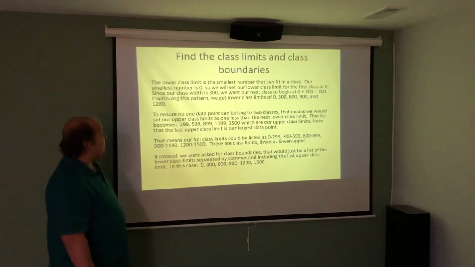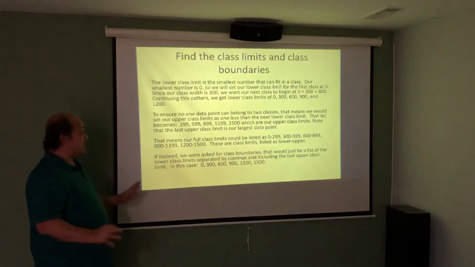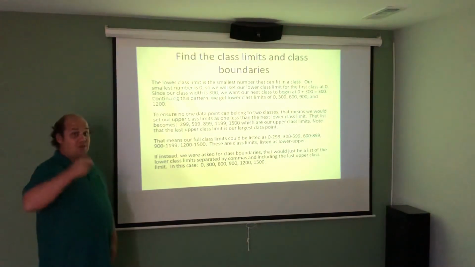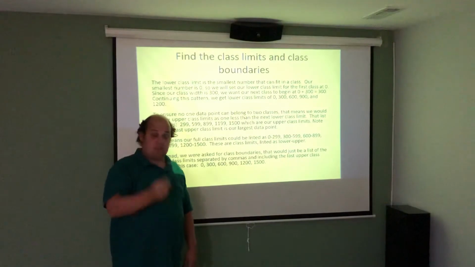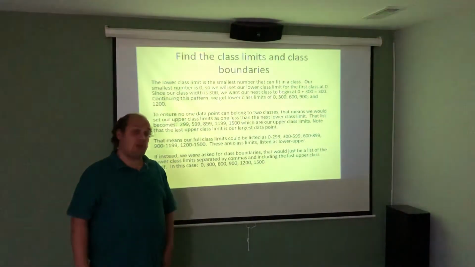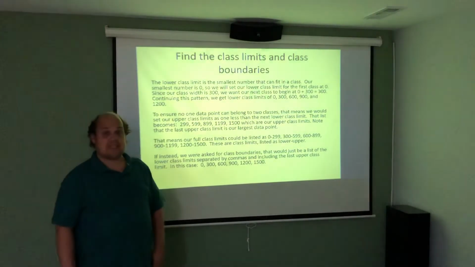So the next thing I have to do is find the class limits and class boundaries. This is a lot of words, but let me walk you through what it's really saying. First thing I do is I start at this minimum. So I think of the smallest point in my data set. We said 0 was the smallest point in our data set. So I'm going to write a 0 for where the first class is starting.